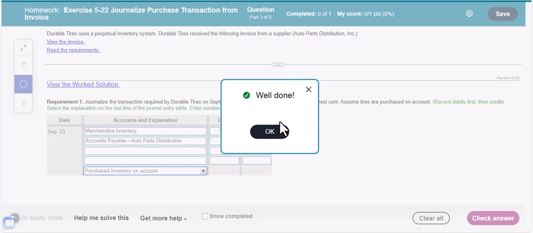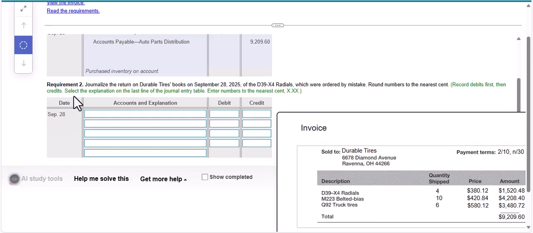Well done. So now for requirement 2, journalize the return on Durable Tires books. Again, that's us. We're returning some tires on September 28th, 2025, of the D39X4 radials. That's this first set of tires here for that 1,520.48, which were ordered by mistake. So we round numbers to the nearest cent, record debits first, then credits, select the explanation on the last line of the journal entry table, enter numbers to the nearest cent.